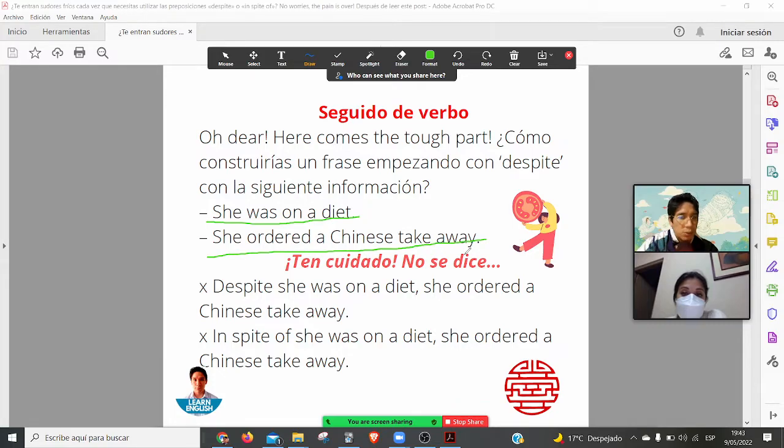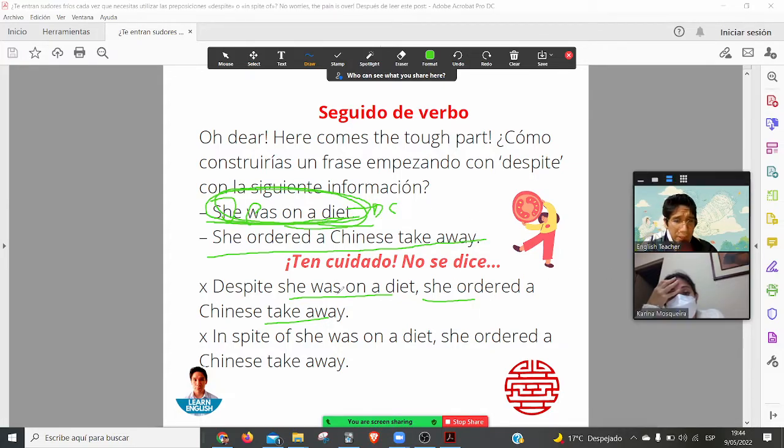Ten cuidado, no se dice despite she was on a diet, she ordered a Chinese takeaway. In spite of she was on a diet. ¿Cómo se diría cuando tengo she was on a diet? Mira, sujeto, verbo, complemento. ¿Qué cosa es? Una cláusula, ¿cierto? Y yo podría poner despite y una oración de frente.